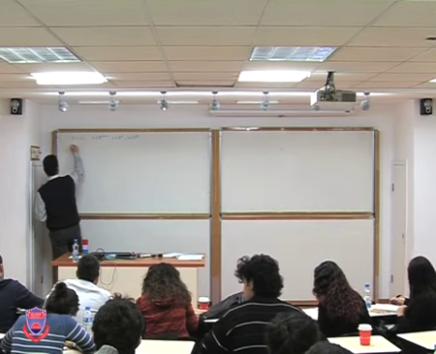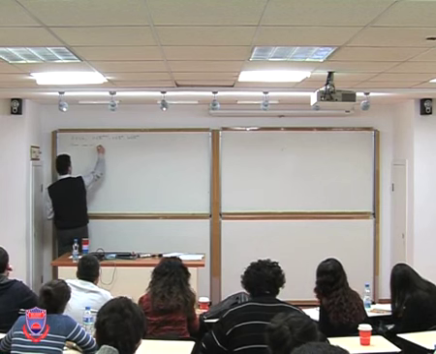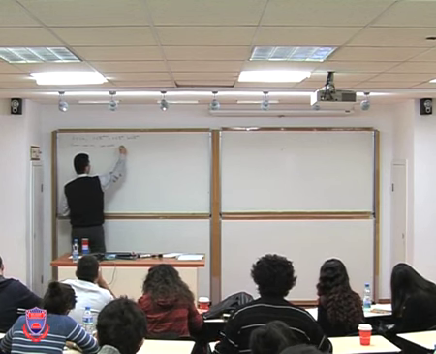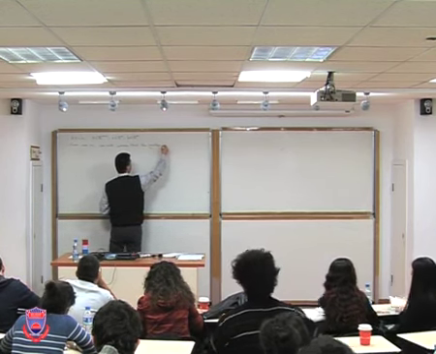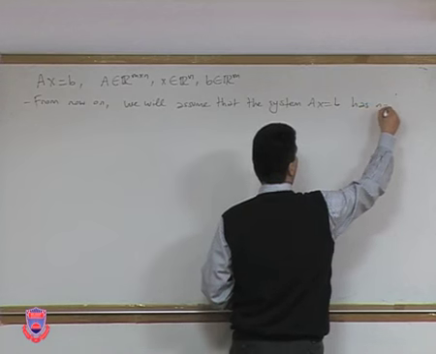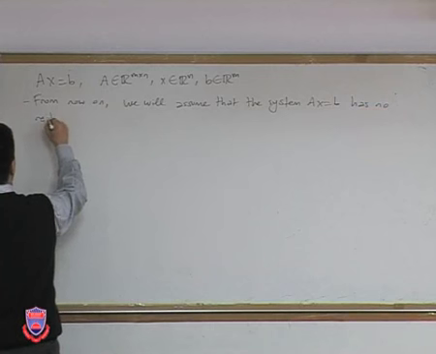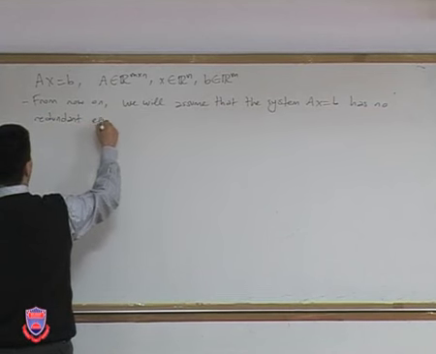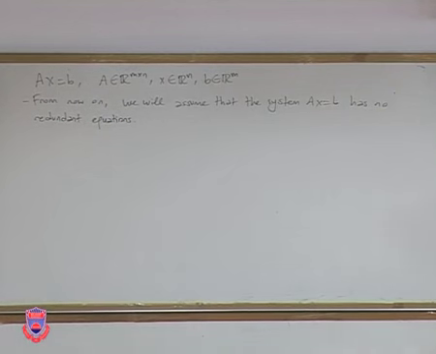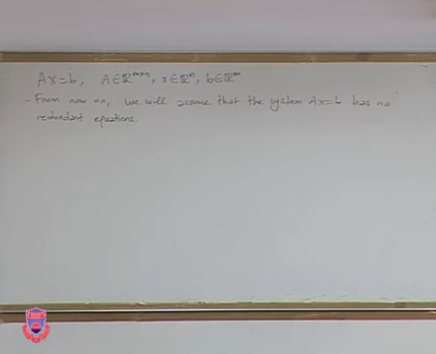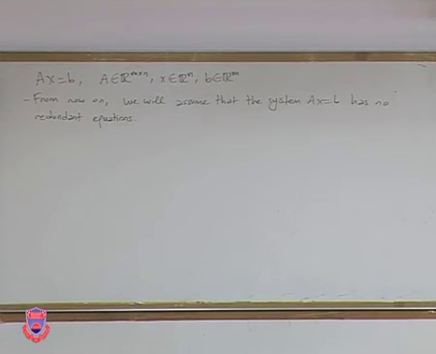So from now on, we will assume that the system Ax equals b has no redundant equations. So what does that mean? Basically we can assume that the system has no redundant equations, and if the system does have redundant equations, then we said that we can remove them without changing the system. So as a result, if the system does have redundant equations, we assume that we have already removed them.